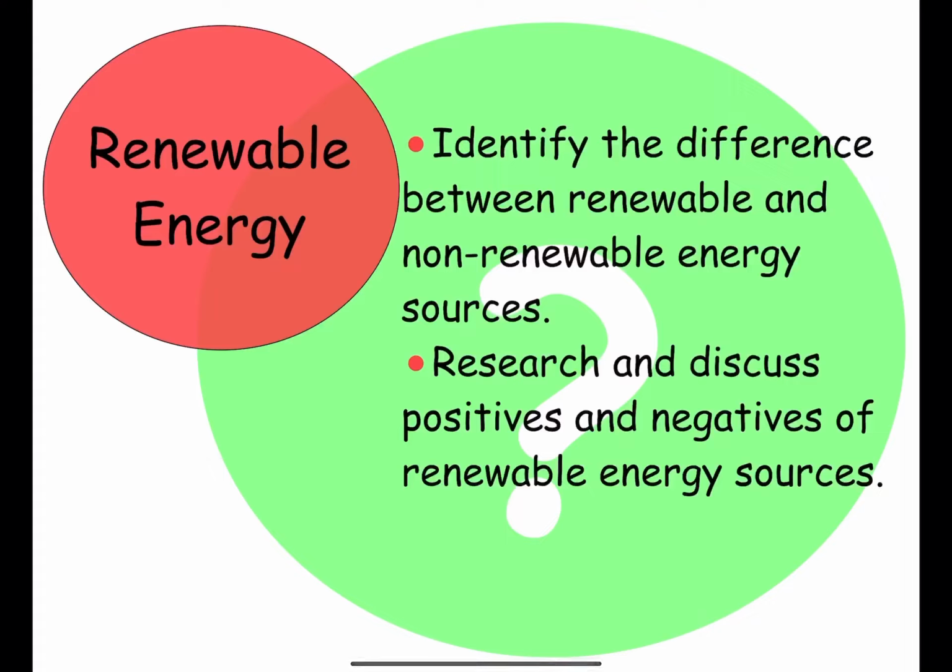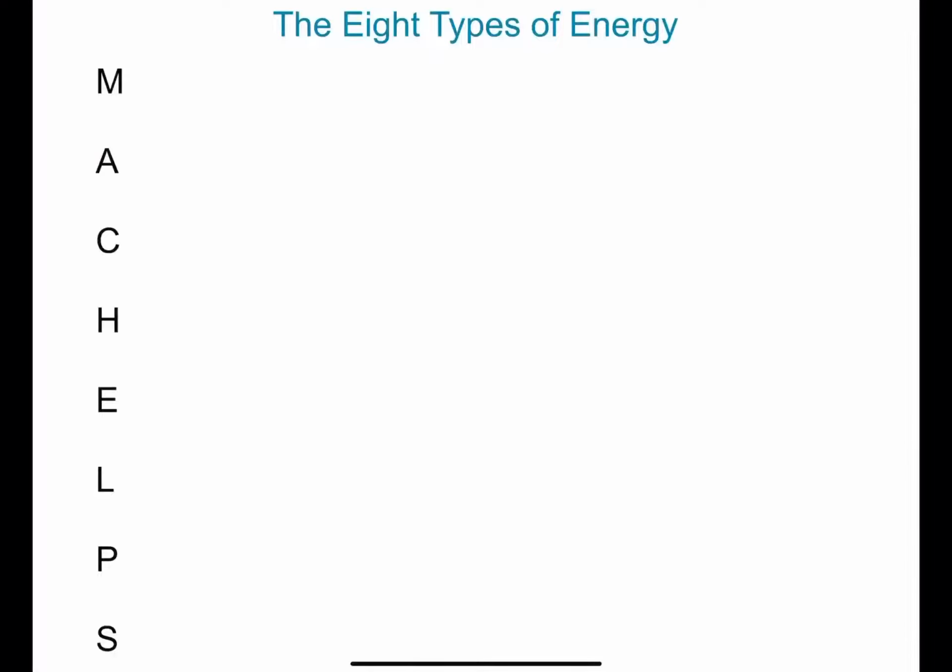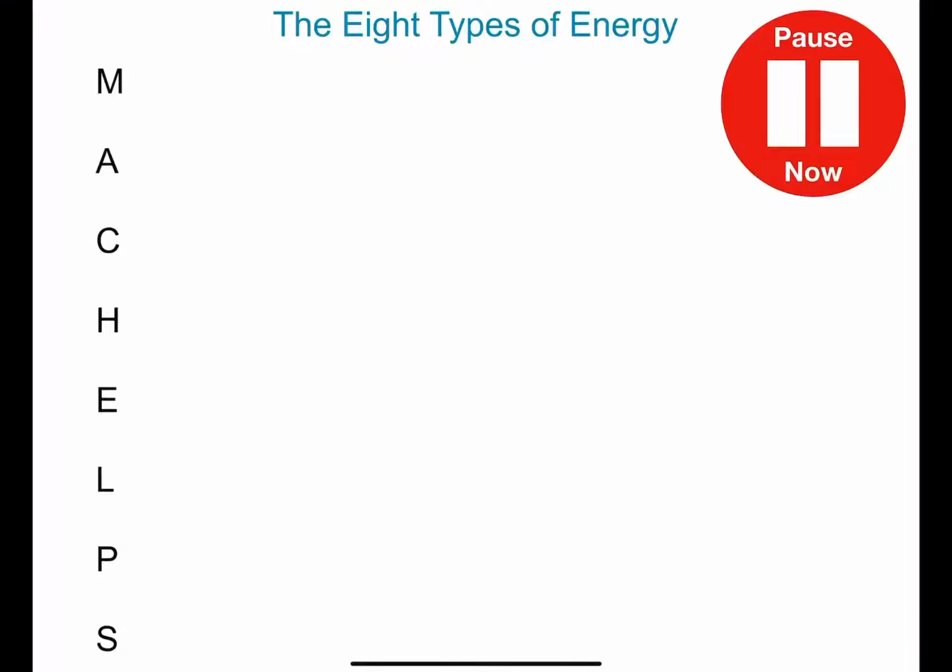Today we're going to look at the use of renewable energy. Before we look at renewable energy, we're going to recap the different types of energy. There are 8 different types of energy and they fit the mnemonic MAC helps. Pause the video and try to name the 8 types of energy.